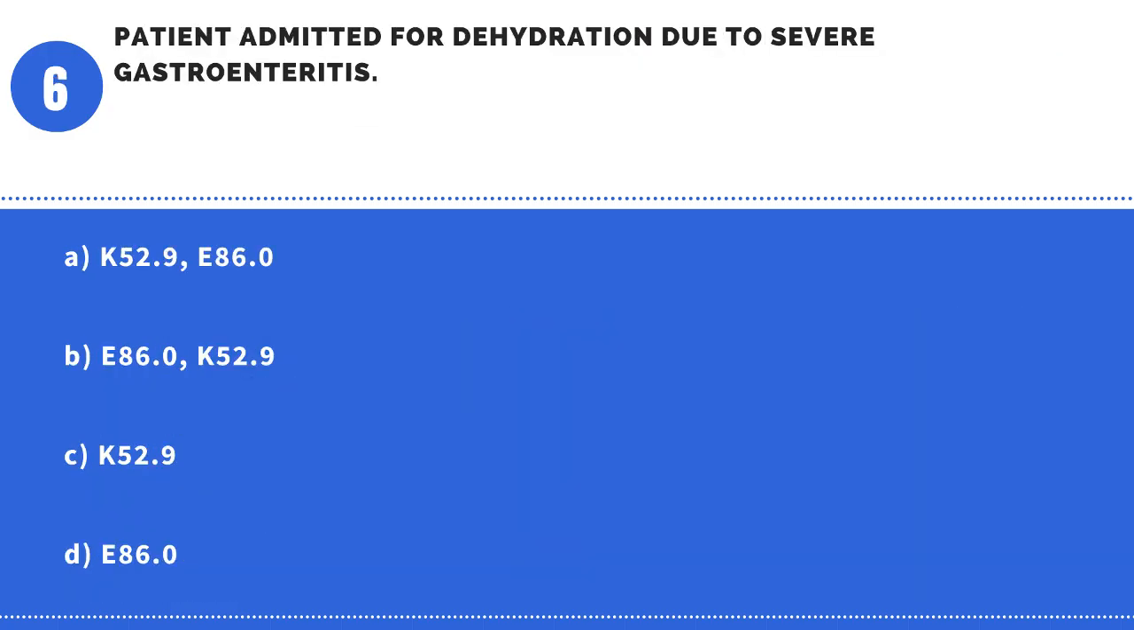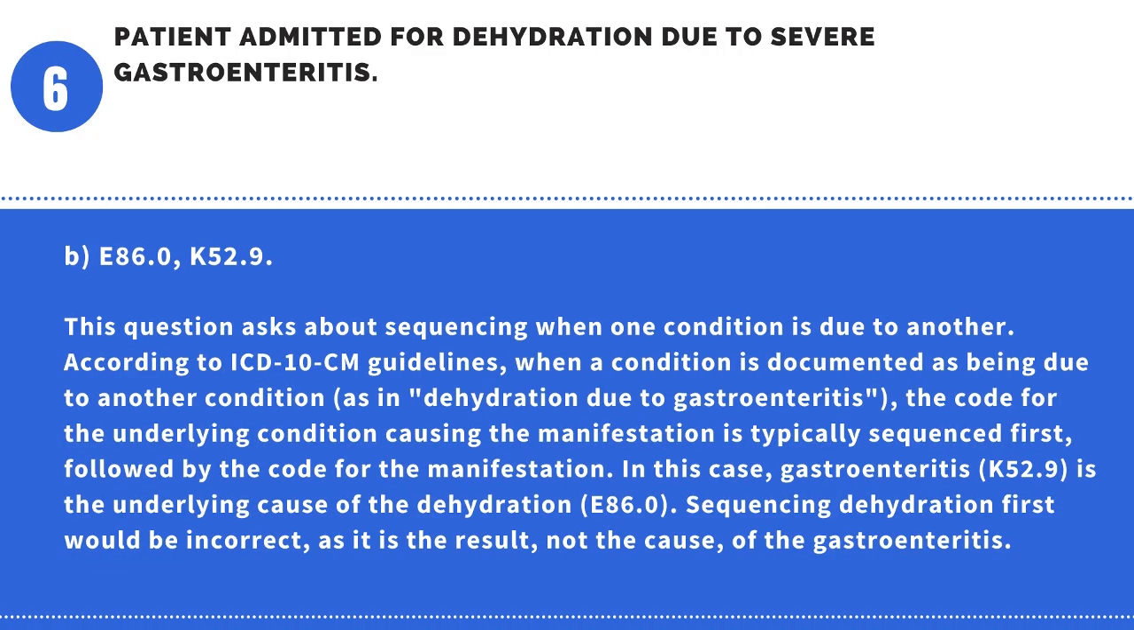Question 6. Patient admitted for dehydration due to severe gastroenteritis. A. K52.9, E86.0. B. E86.0, K52.9. C. K52.9. D. E86.0. Answer: B. E86.0, K52.9. This question asks about sequencing when one condition is due to another.